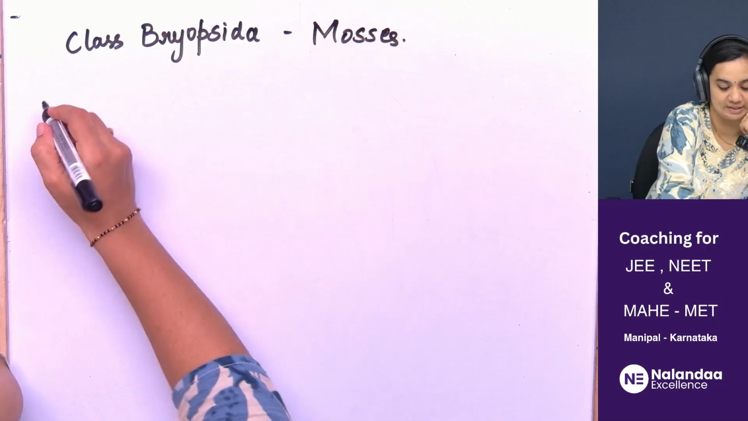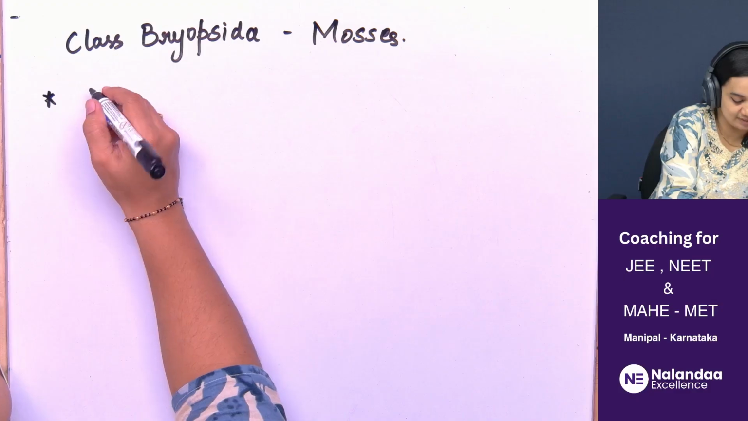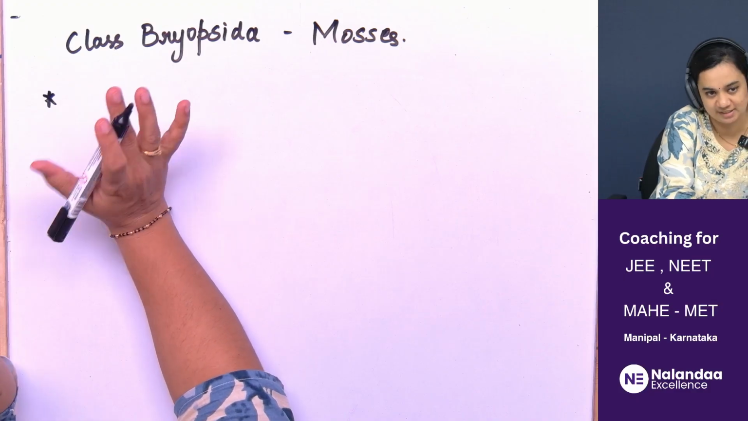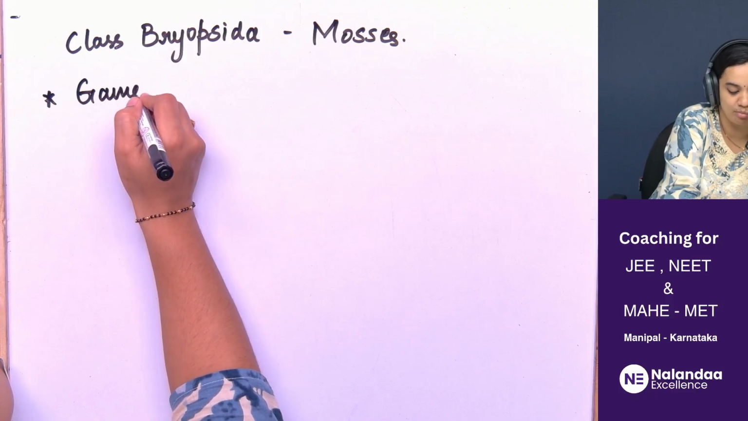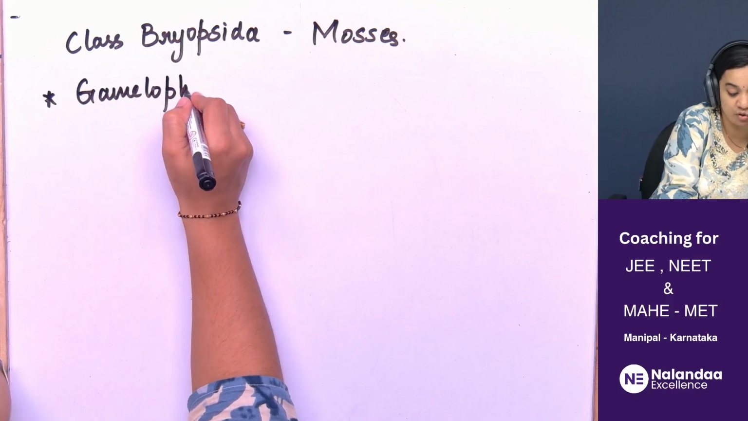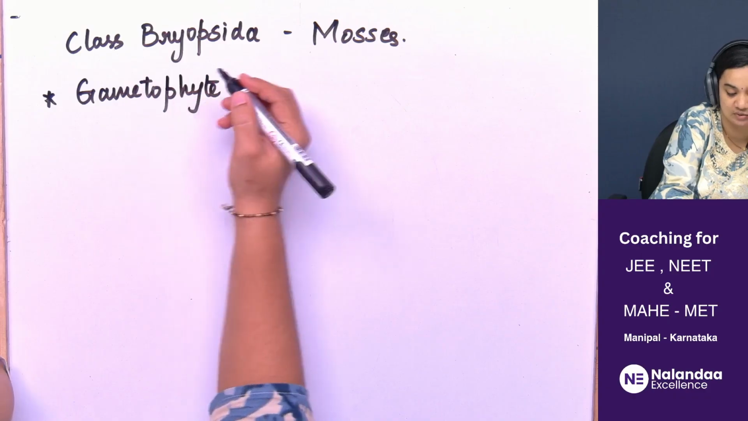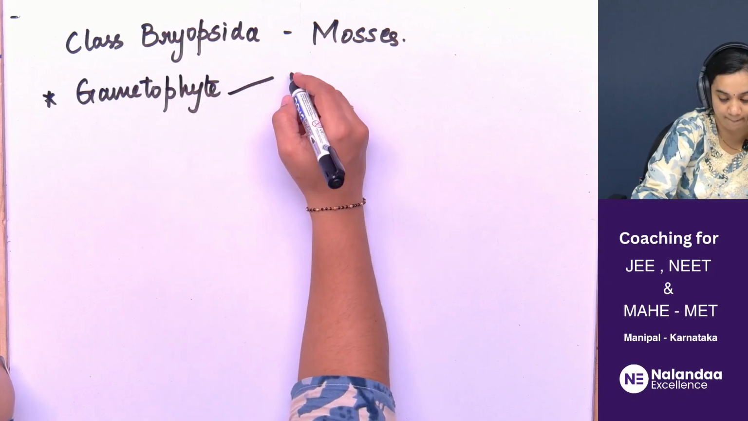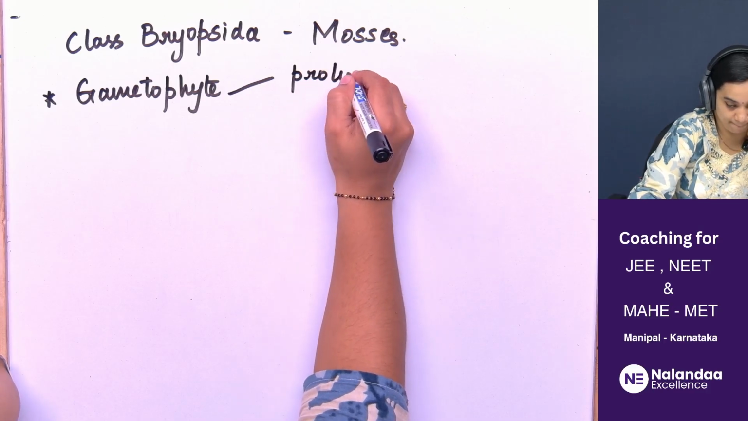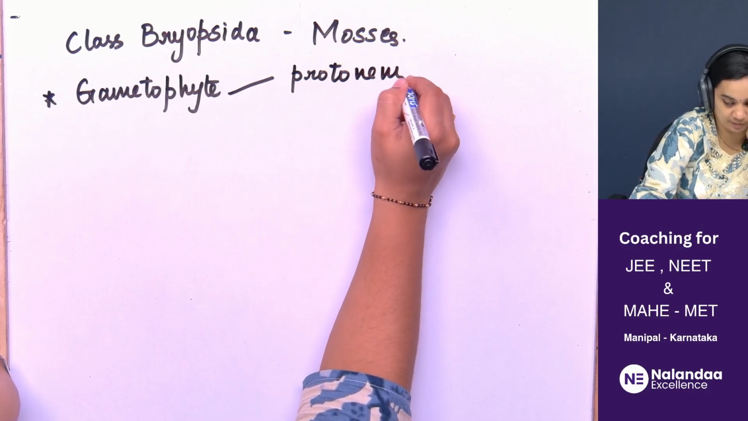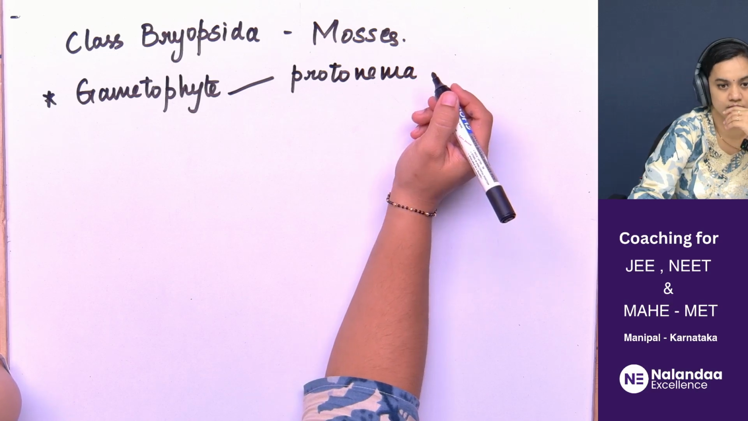Commonly called mosses. Now, mosses over here, the predominant stage is the gametophyte. Now, the gametophyte in moss consists of two distinct stages. One is the... No, no, the earlier one, Anthocerotopsida.